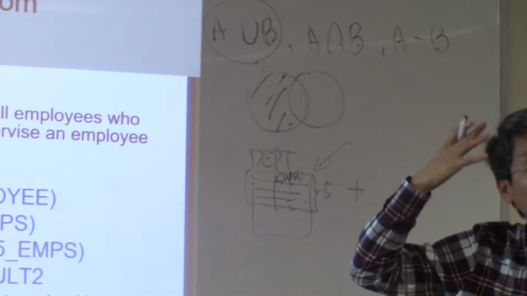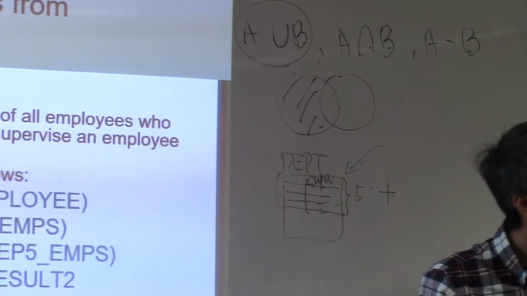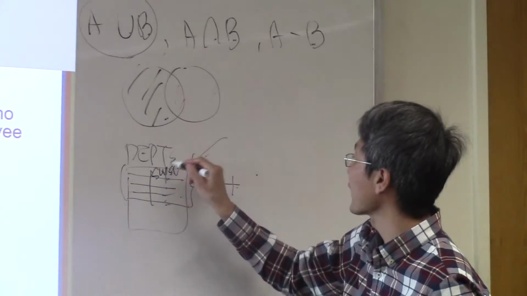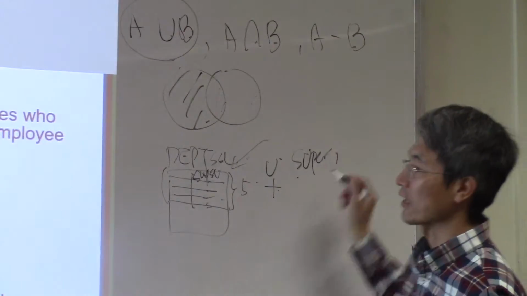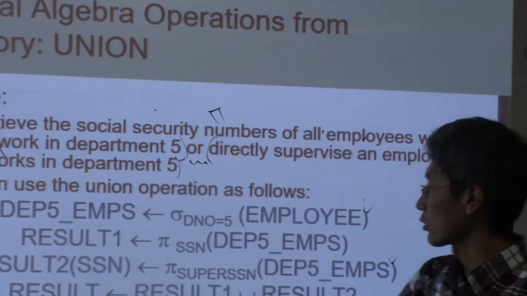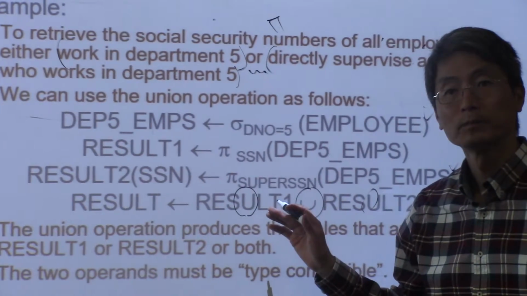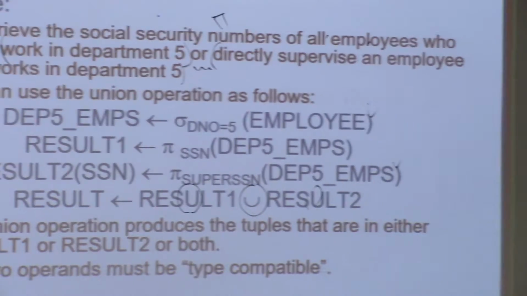Why don't you remind yourself of the relational diagram for the company database? So we need the SSN union super SSN. That is this one and this one. Then it's all employees. So we can do projection one and projection two, then union. Is that the only way to access the data? No. There are many other ways.